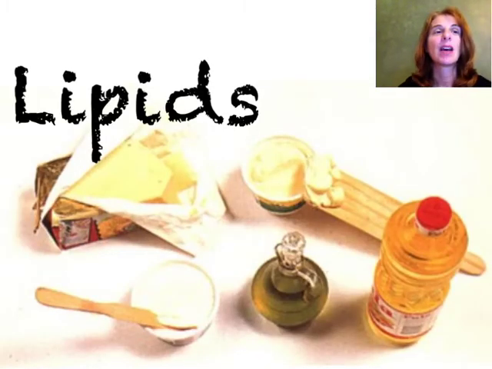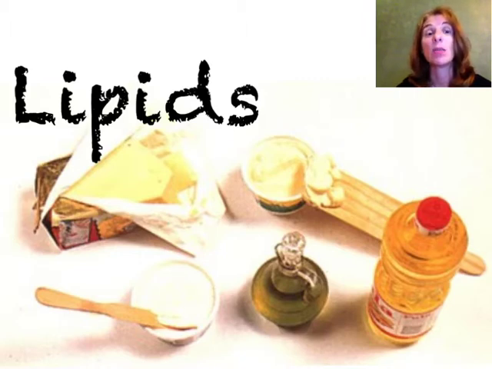Today, as the next of our continuing series of videos about organic macromolecules, we're going to be talking about lipids. Lipids are basically anything that's greasy or fatty or oily. So butter, margarine, vegetable oil, even chocolate, all of those are made out of lipids.